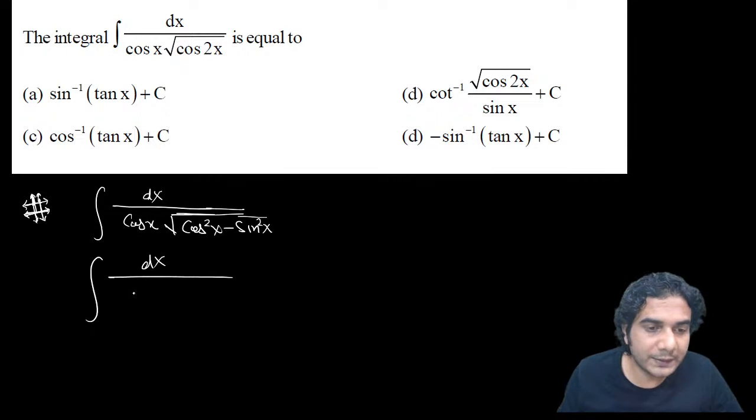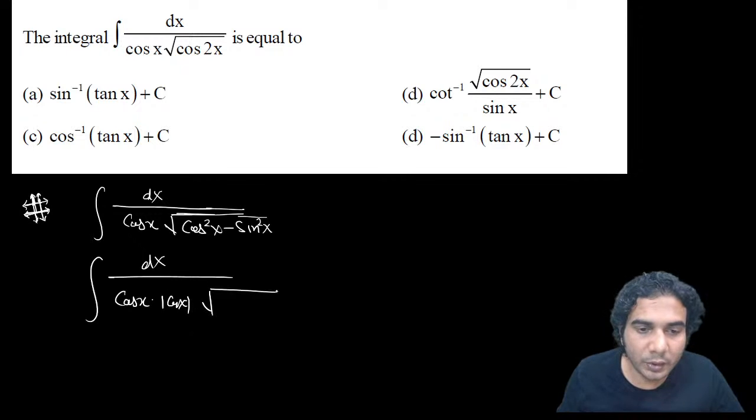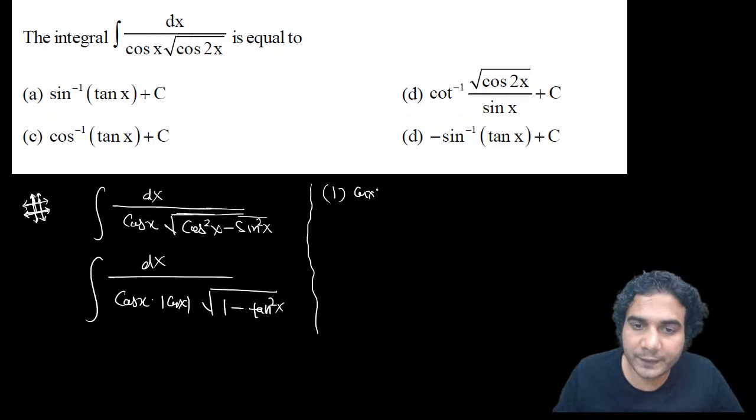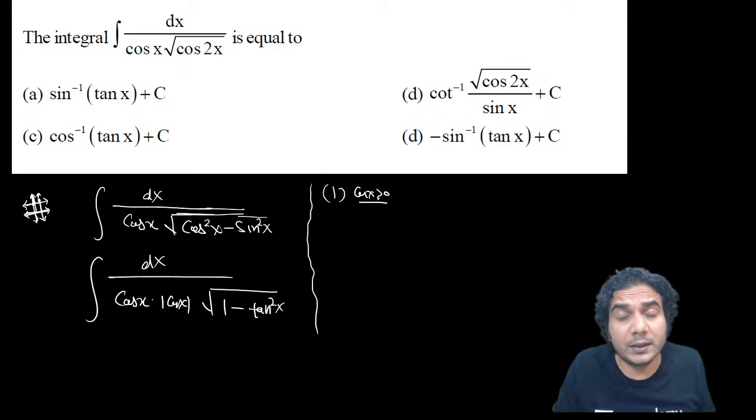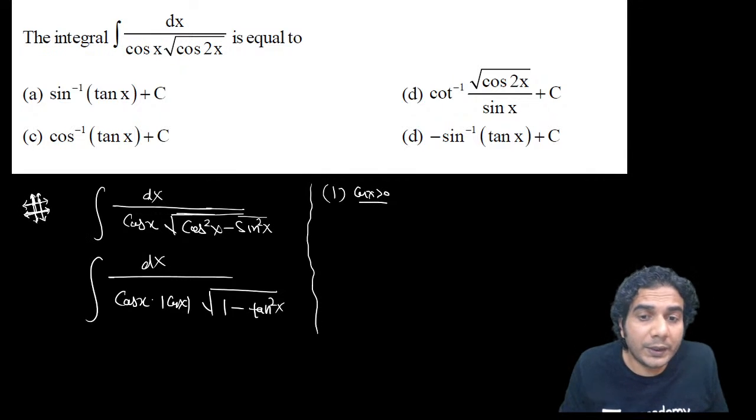So mod cos x can be plus cos x or minus cos x because interval is not given, so you'll have to take both the cases, all right? So first, I'll write cos x into mod of cos x and under root of this will become 1 minus tan square x. Now there will be two scenarios, in which first case when cos x is positive. So if interval is given like x belongs to 0 to pi by 2, you can write cos x is positive.